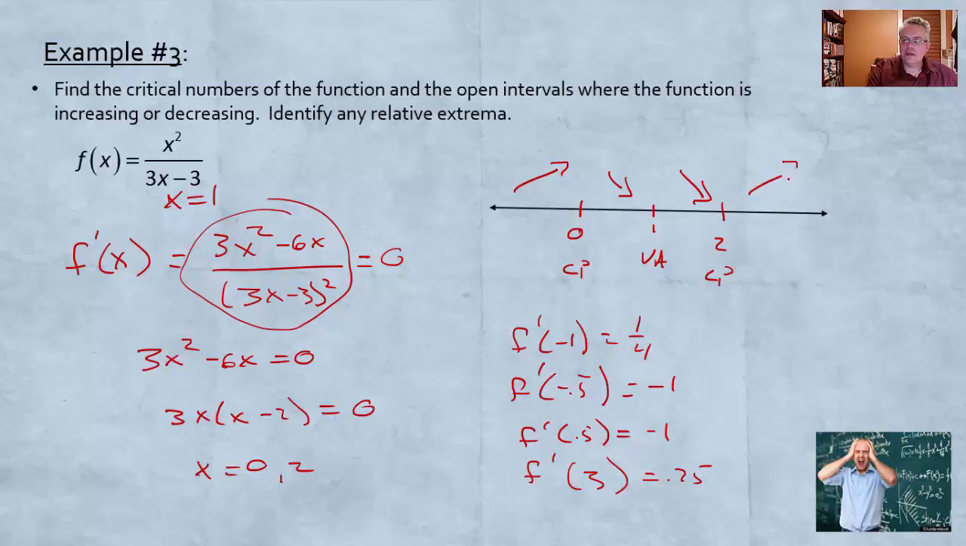The function's increasing. Okay, so 2 intervals where it's increasing, 2 intervals where it's decreasing. And we see that x equals 0 is a relative max.